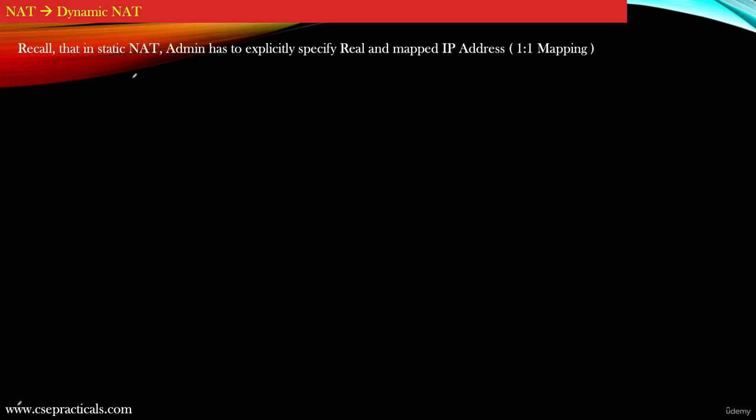So guys, now let us start with the dynamic NAT. Recall that in static NAT, the user or the administrator has to explicitly specify the real and mapped IP address. That is, in static NAT, there was one-on-one mapping, right? The user has to specify that IP address 1, which is a private IP address or real IP address, has to be mapped to public IP address IP2.